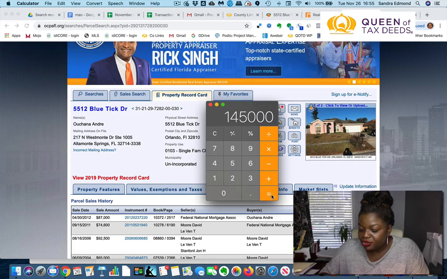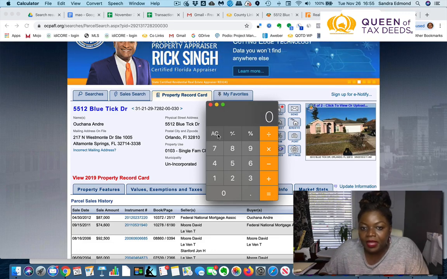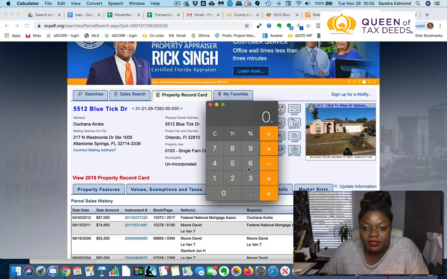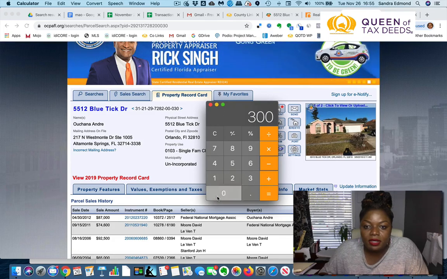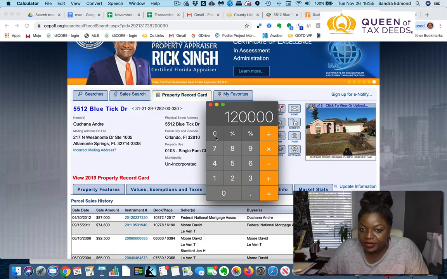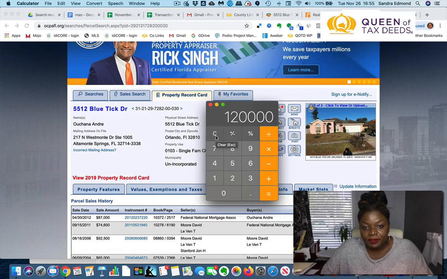That gives us 145,000 for our 70% number. Now let's say we want to be really careful and do a 60% number, right? Times 0.60 minus 30 gives us 120,000. 120,000 would be your 60%, and 145,000 would be your 70%.